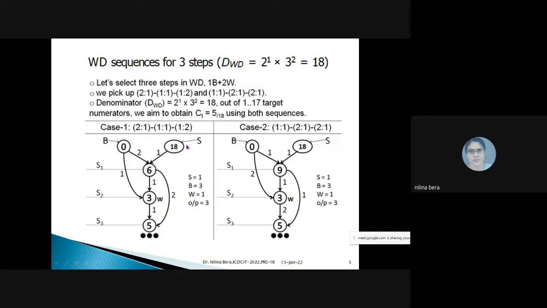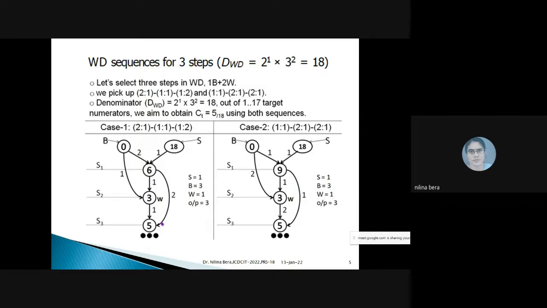We are considering the numerator part. With 2 is to 1, I am getting the numerator, the first intermediate 6, and after one balance step, I am getting the second intermediate 3, and in the final step, step 3, I am getting the target 5. Here I use just one drop of sample and 3 drops of buffer. The waste is simply 1, and the output is 3.